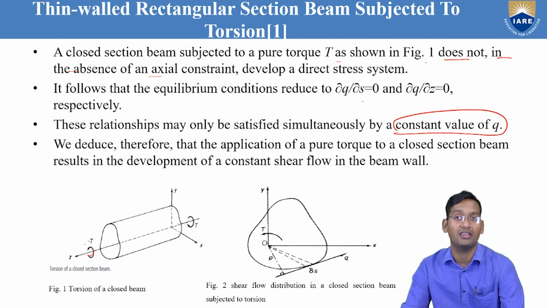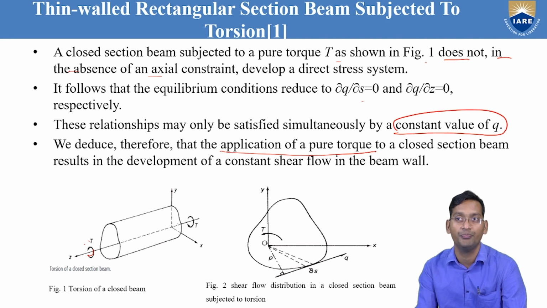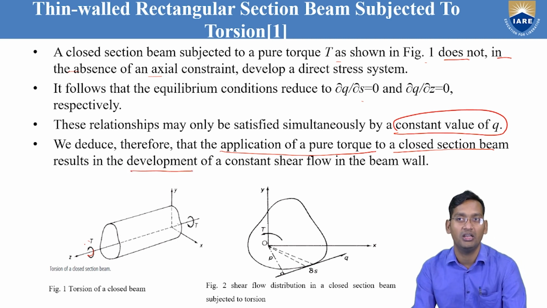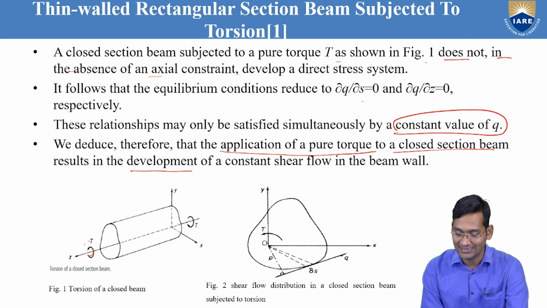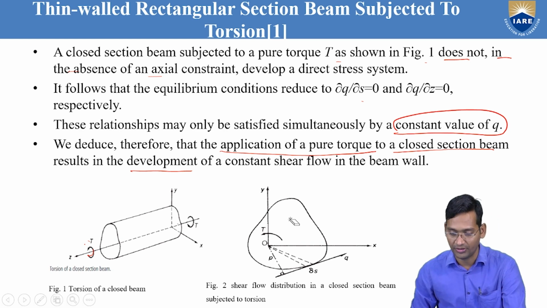We deduce therefore that the application of a pure torque to a closed section beam results in the development of a constant shear flow on the beam's wall. You can see how the shear flow is distributed in figure 2, a closed section beam subjected to torsion. Later, in the next slide, we will discuss it further.